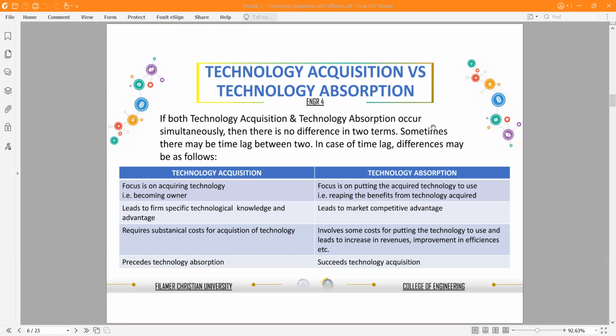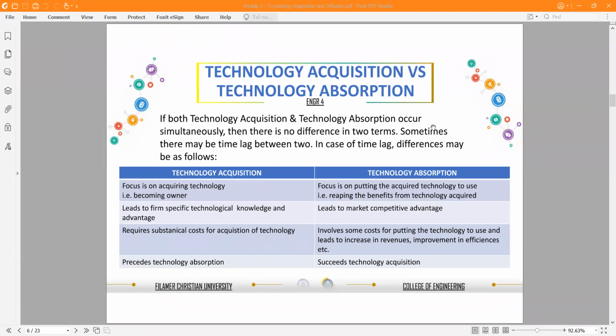Or if you absorb the technology, meaning you reap the benefits from technology acquired. So ikaw yung kumukuha ng benefit from technology. Okay? And then leads to firm-specific technological knowledge and advantage. Okay, so may specific tayo. While dito sa technology absorption, only leads to market competitive advantage.